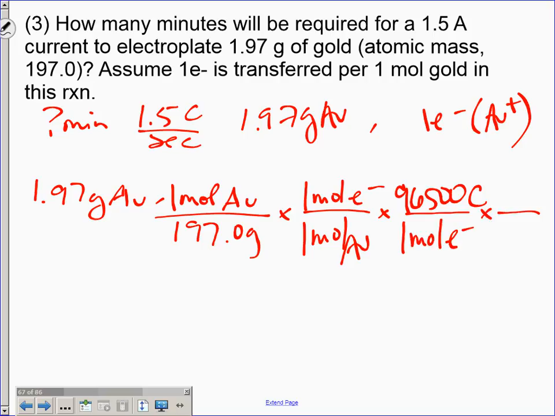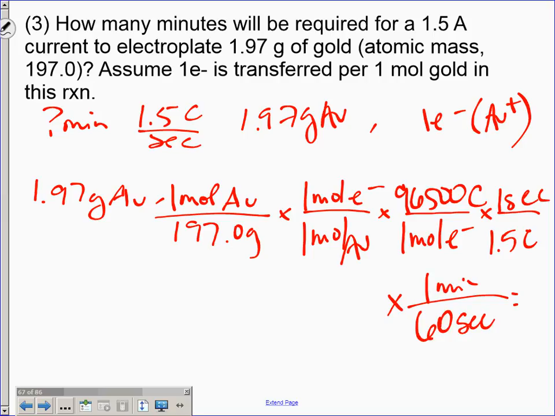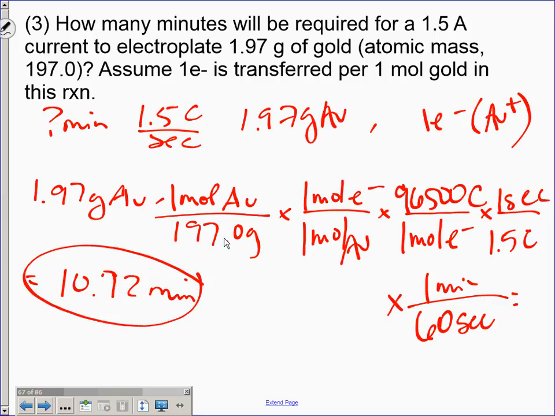Yes, and you multiply that by 1.5. Over 1.5, and then that over 60. And that equals, I got 10.7. 10.72 minutes. Oh yeah, I got exactly twice that, so I'm on the right track. Hold on. Say again. What did you do with 2? Well, I got 21.44. Where's your 2?